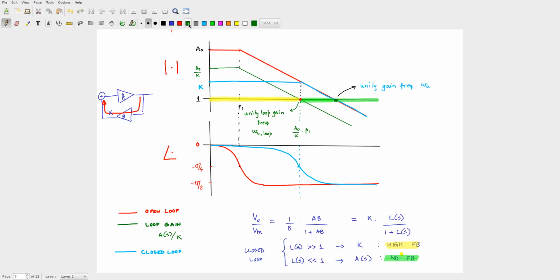I have to operate the amplifier only in the... So the unity loop gain frequency exactly determines the bandwidth of the closed loop transfer function.